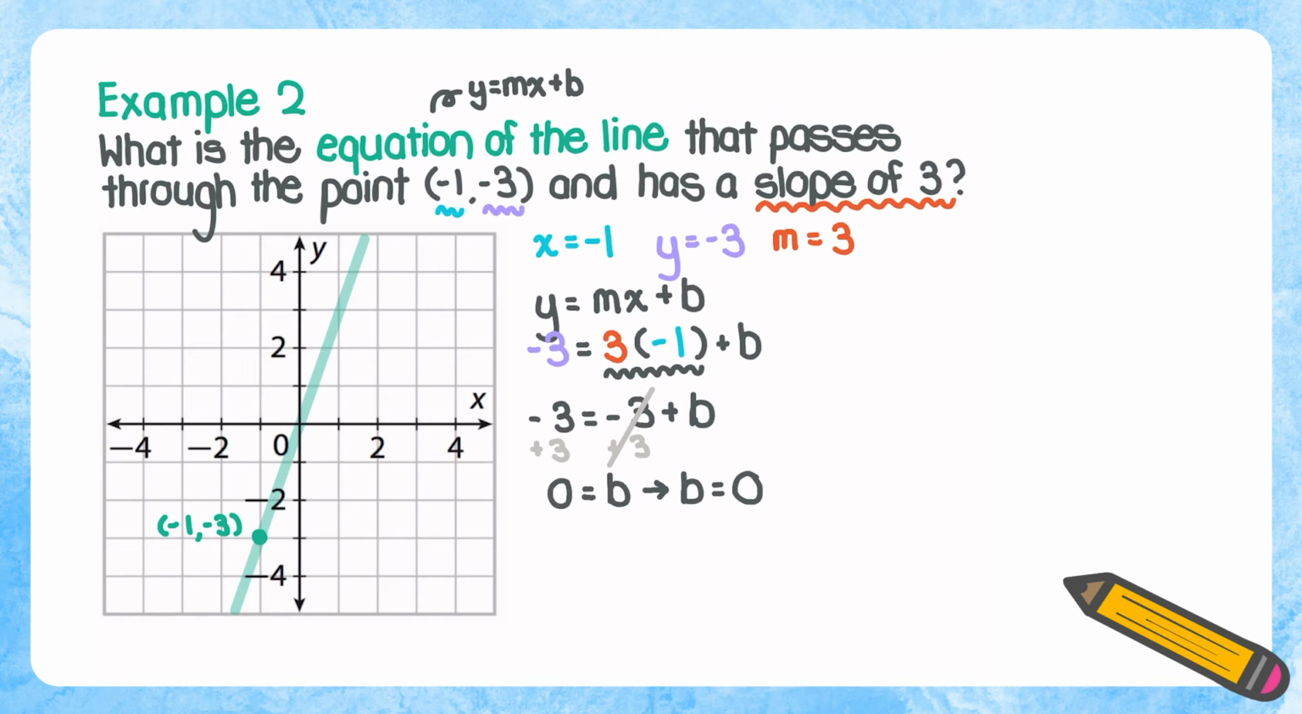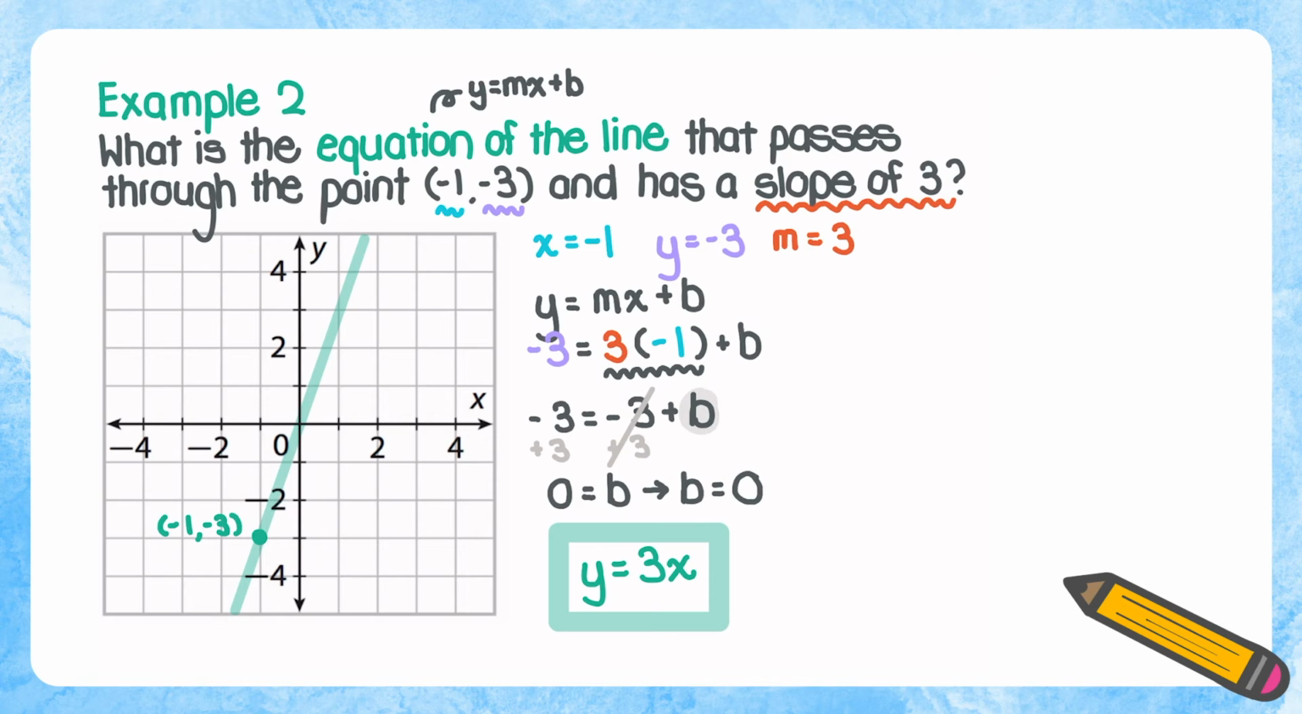So I know that m equals 3 and b equals 0, so I can now write the equation of this line. The equation of this line is y = 3x plus 0, but technically you don't have to write the plus 0, so I'm just going to erase that. The equation of this line is y = 3x.